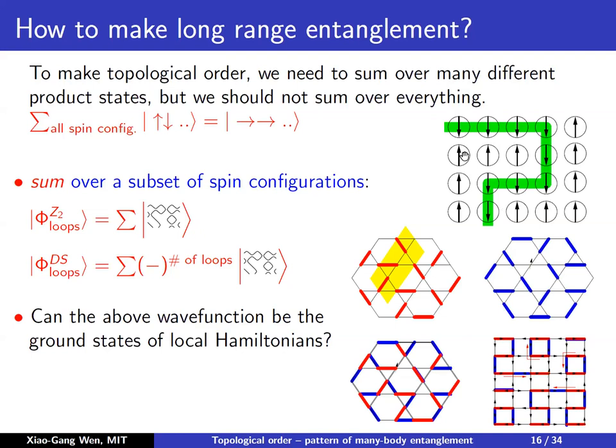For example, we consider spin up as a reference state, and we assume the spin downs form strings. Then there are sub-configurations of closed loops of spin downs. We sum over all closed loops of spin down, and this is a partial sum. We call this the loop liquid, or string liquid. We can get another string liquid by changing the sign. If the number of loops is even, we have a plus sign; for odd, we have a minus sign. So you can construct these two loop liquids, two different wave functions. Those are examples of long range entangled states.